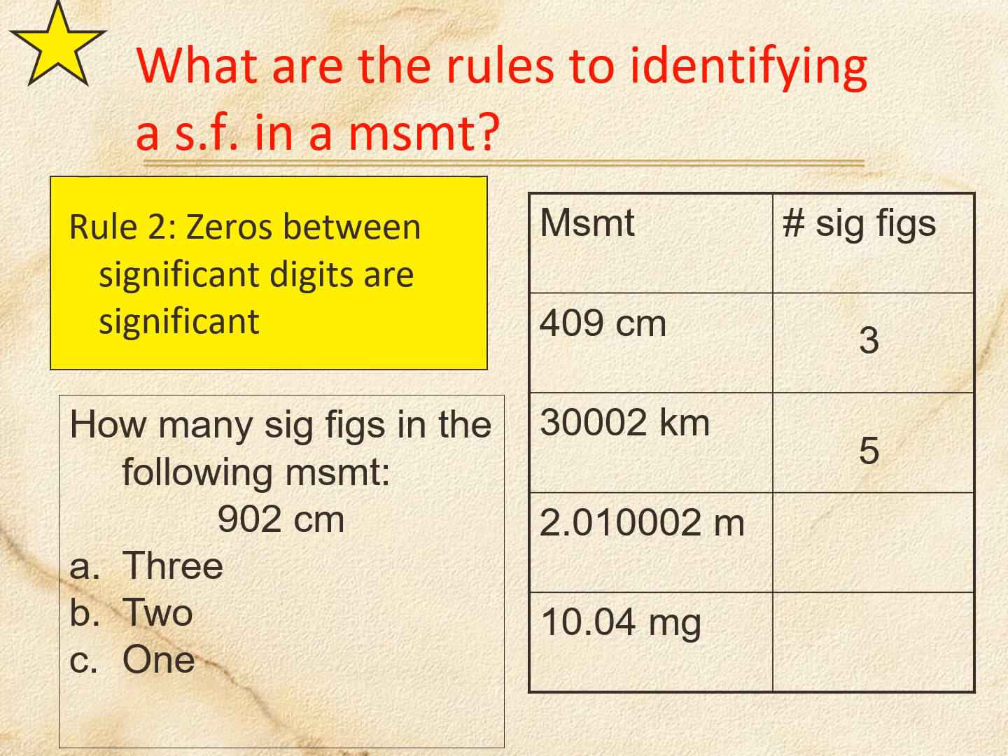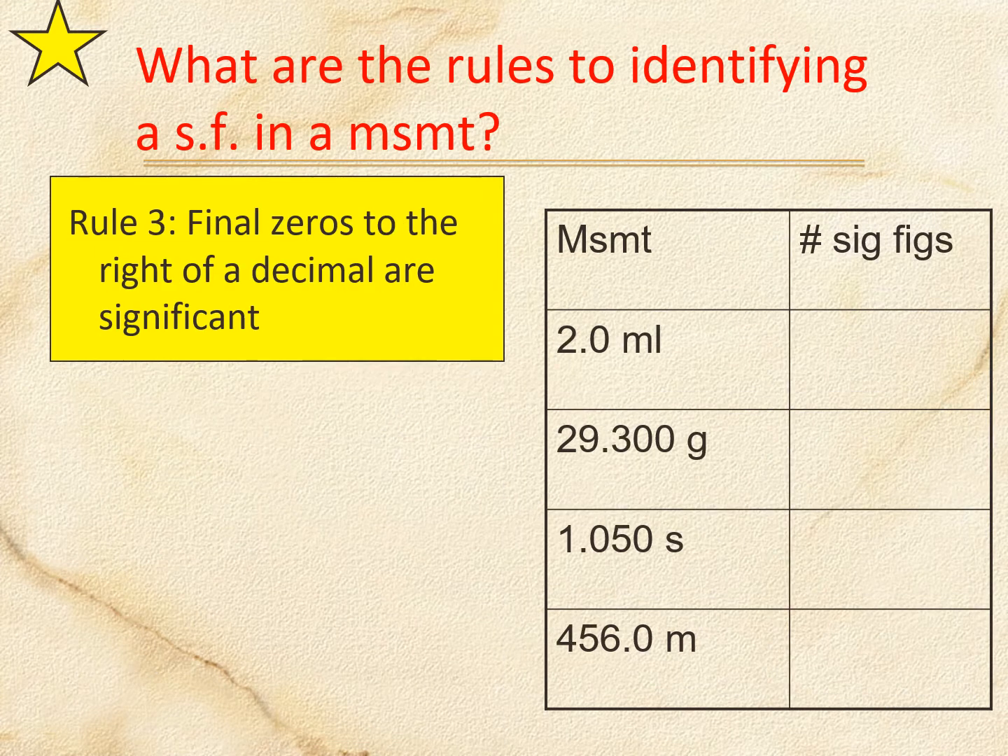Okay, so all those zeros are within sig figs, so you should get 7. 10.04 has 4. All right, how many sig figs in the following measurement? 902 centimeters. If you chose A, you are correct with 3.